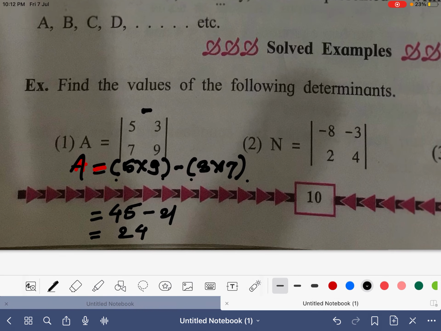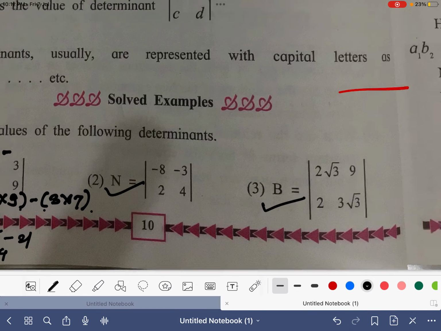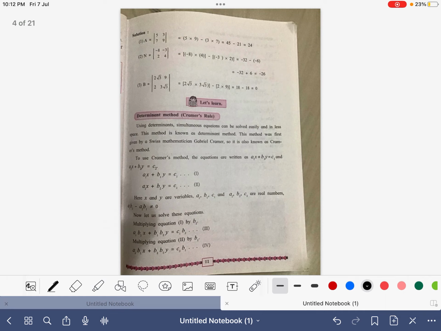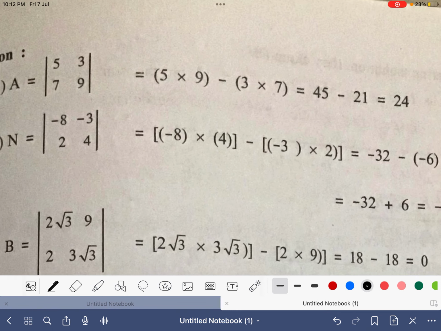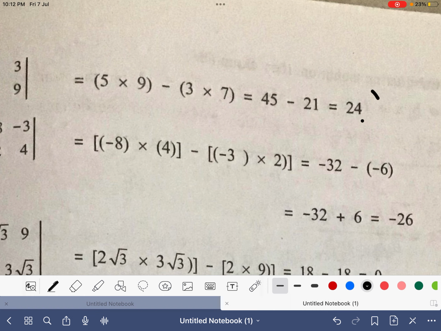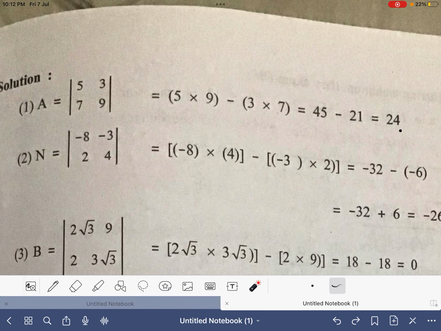Similarly, you have to solve this, a second determinant, and this is the third determinant. We have already solved an example, so let's see what the answer is for these two sets. Right now we already solved this example, so your answer is 24. Let's check it once again. These are a few examples which are already given in your book.